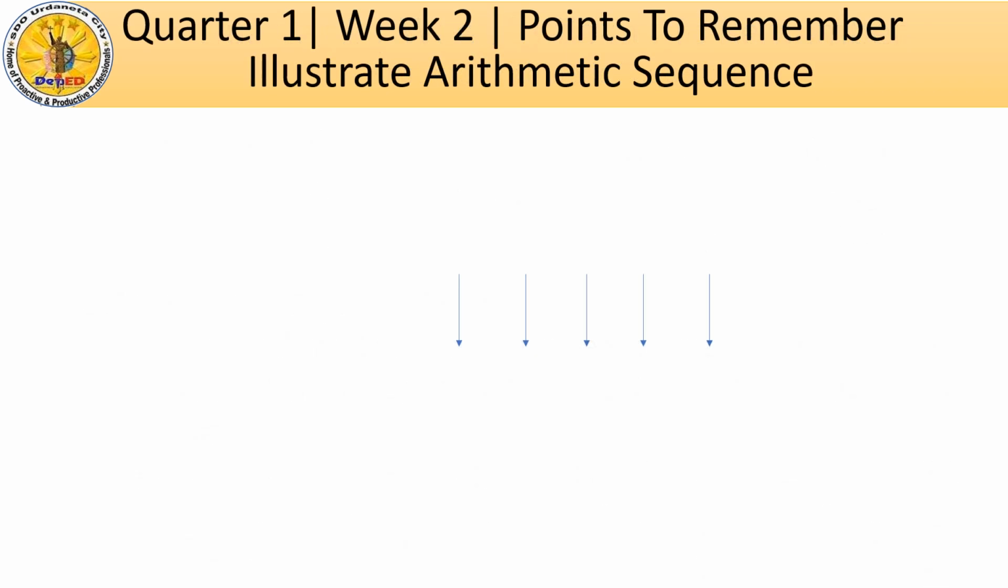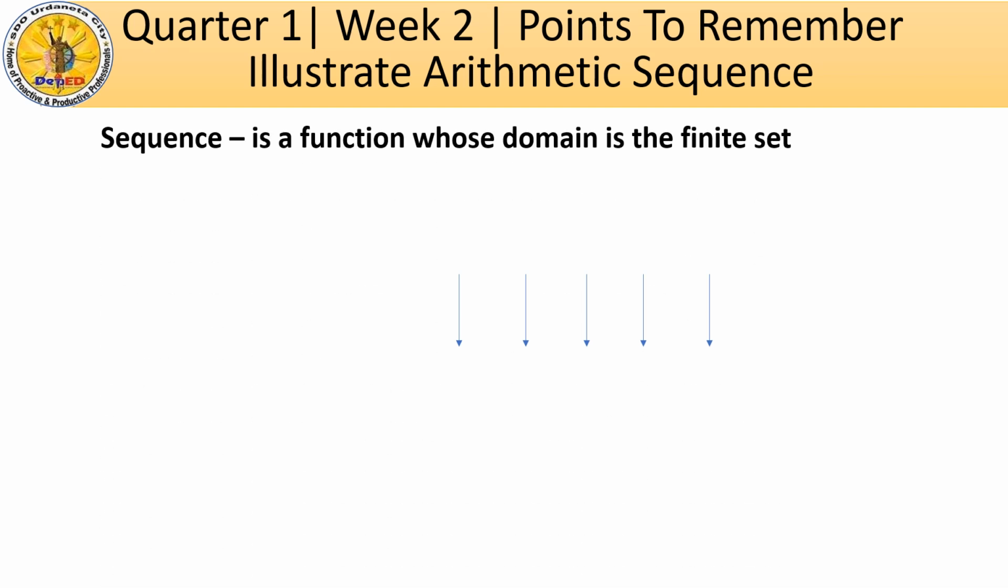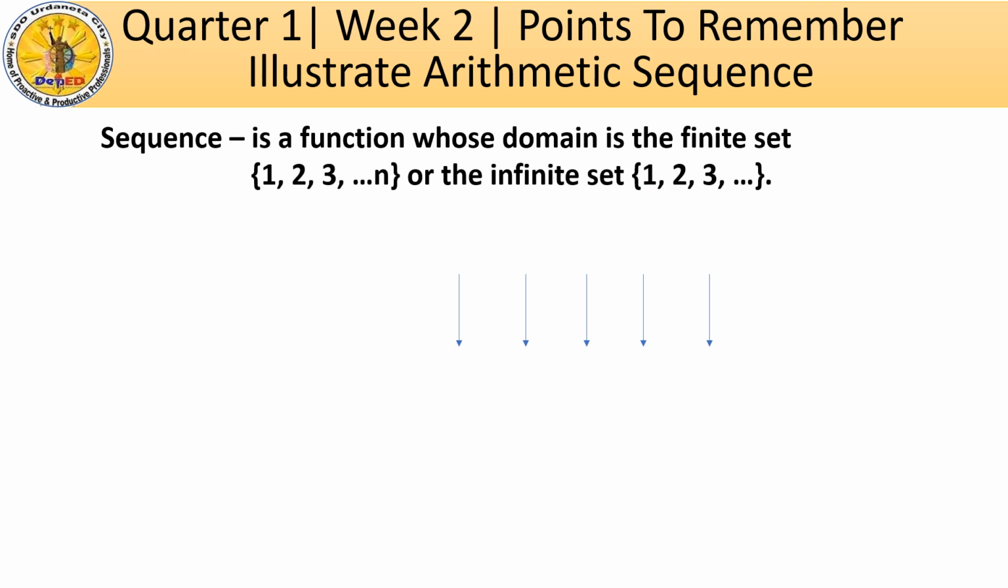And now let us discuss arithmetic sequence, its formula, the common difference, and how to determine the next term of a sequence. But first, let us know what is a sequence. A sequence is a function whose domain is the finite set, which is the set of 1, 2, 3 till n, or the infinite set, the set of 1, 2, 3, and so on.